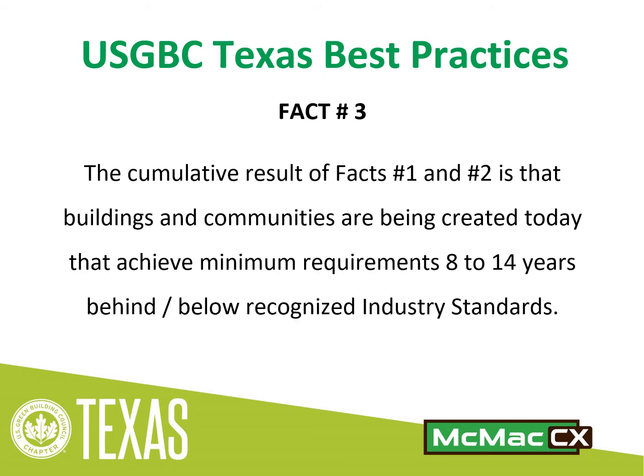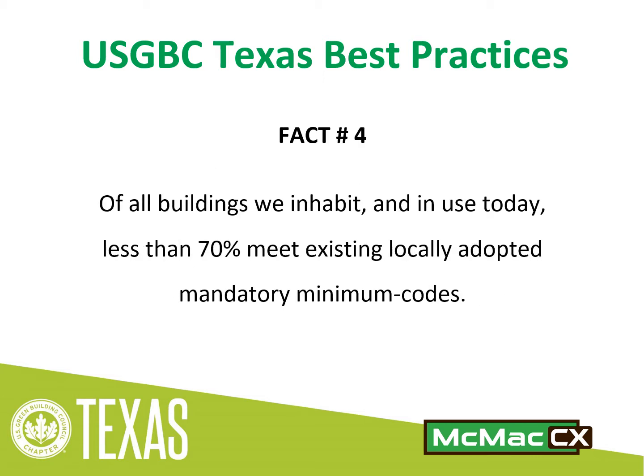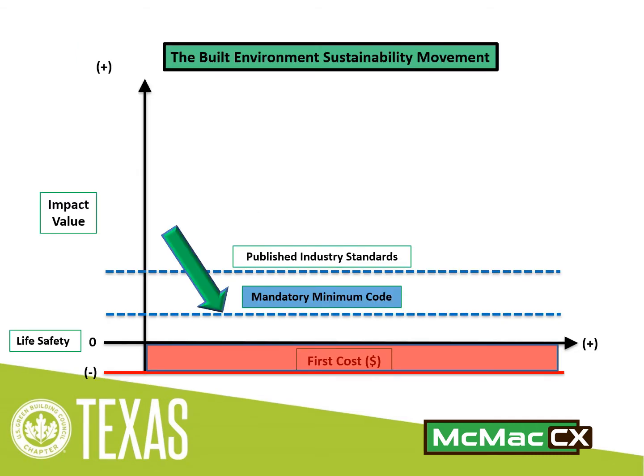Fact number three, the cumulative result of facts number one and number two is that buildings and communities are being created today that achieve minimum requirements 8 to 14 years behind and below recognized industry standards. Fact number four, of all the buildings we inhabit and in use today, less than 70% meet existing locally adopted mandatory minimum codes. This is the mandatory minimum code benchmark.